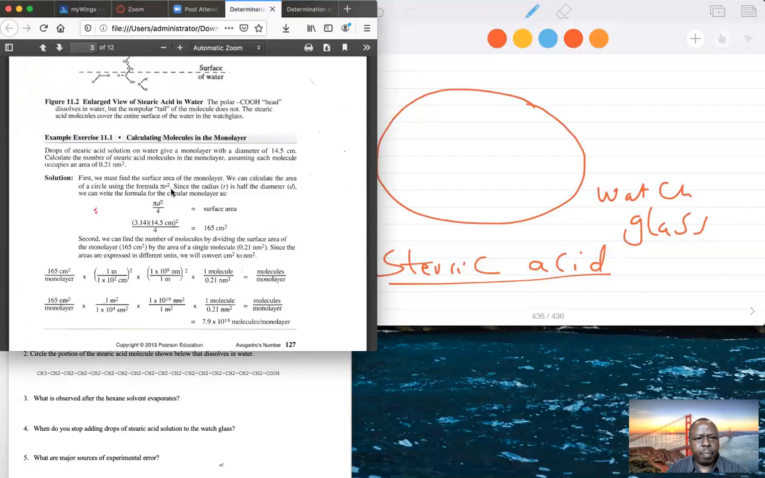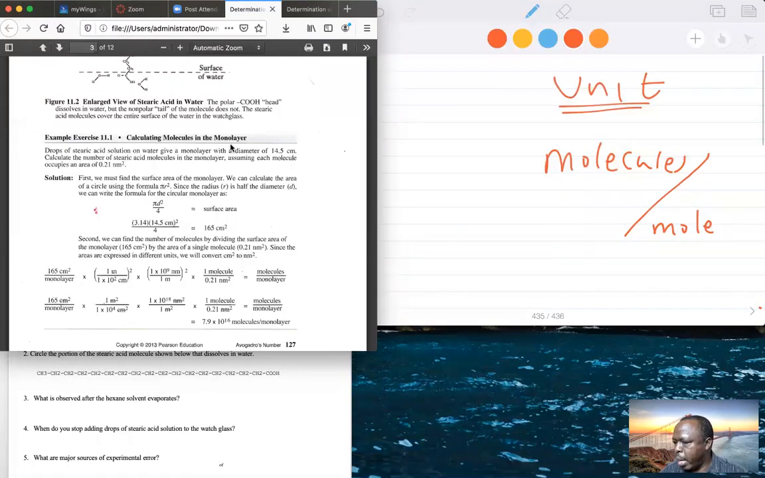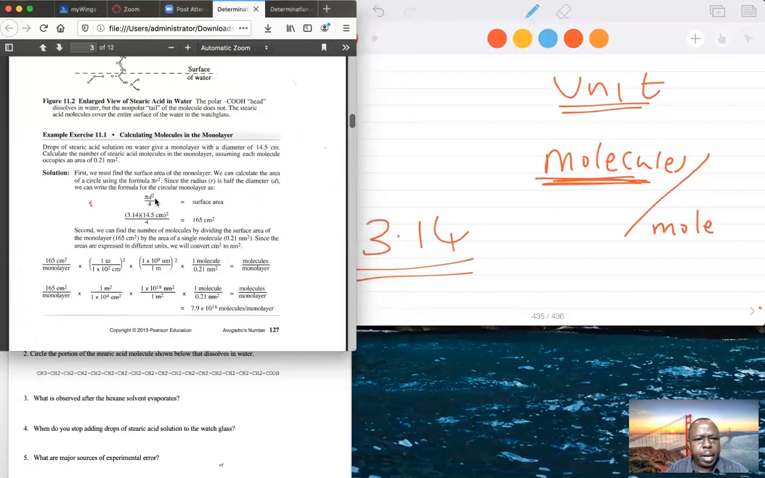Example exercise 11.1 is calculating the molecules in a monolayer. We need that so that it will be our numerator. Look at my whiteboard. We need to find the number of molecules, which will be at the top. To calculate it, you will proceed via this equation: pi d squared over 4. Pi is the numerical value 3.14. You know what pi is. And d is the diameter.